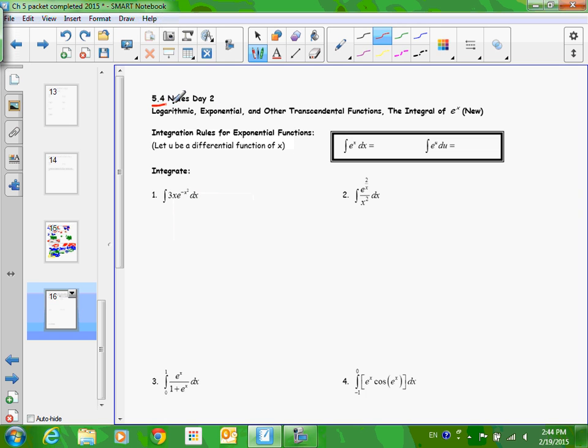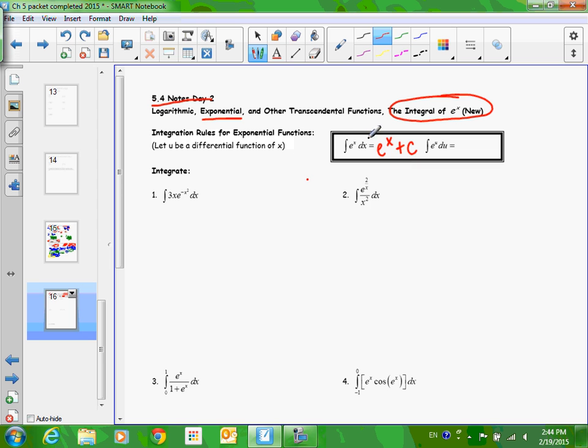Okay, so for 5.4 day 2, we're still doing exponential, but now we're going to talk about the integral of e to the x. So do you guys remember what's the derivative of e to the x? E to the x, okay, right? It didn't change. So when we're integrating, it's the same thing. It's just backwards. So the antiderivative or integral of e to the x is e to the x. The only difference is we need to go ahead and put plus c since we're integrating.